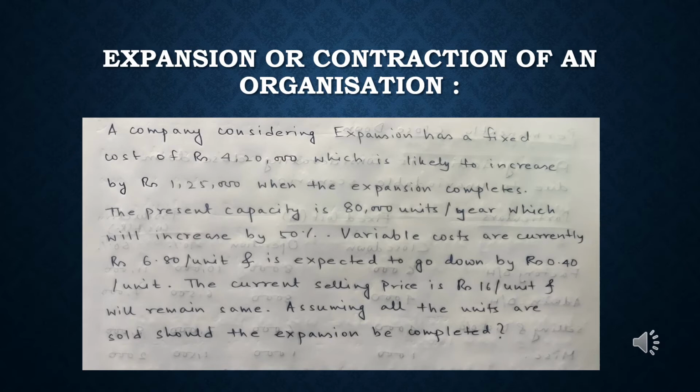Here comes the expansion. The variable cost, currently 6.8 per unit, is expected to go down by 0.4 per unit. And most importantly, the selling price remains the same at rupees 16 per unit. And as we know, the basic assumption of break-even point is that all units will be sold. So the organization needs to find out whether it should opt for the expansion or not.